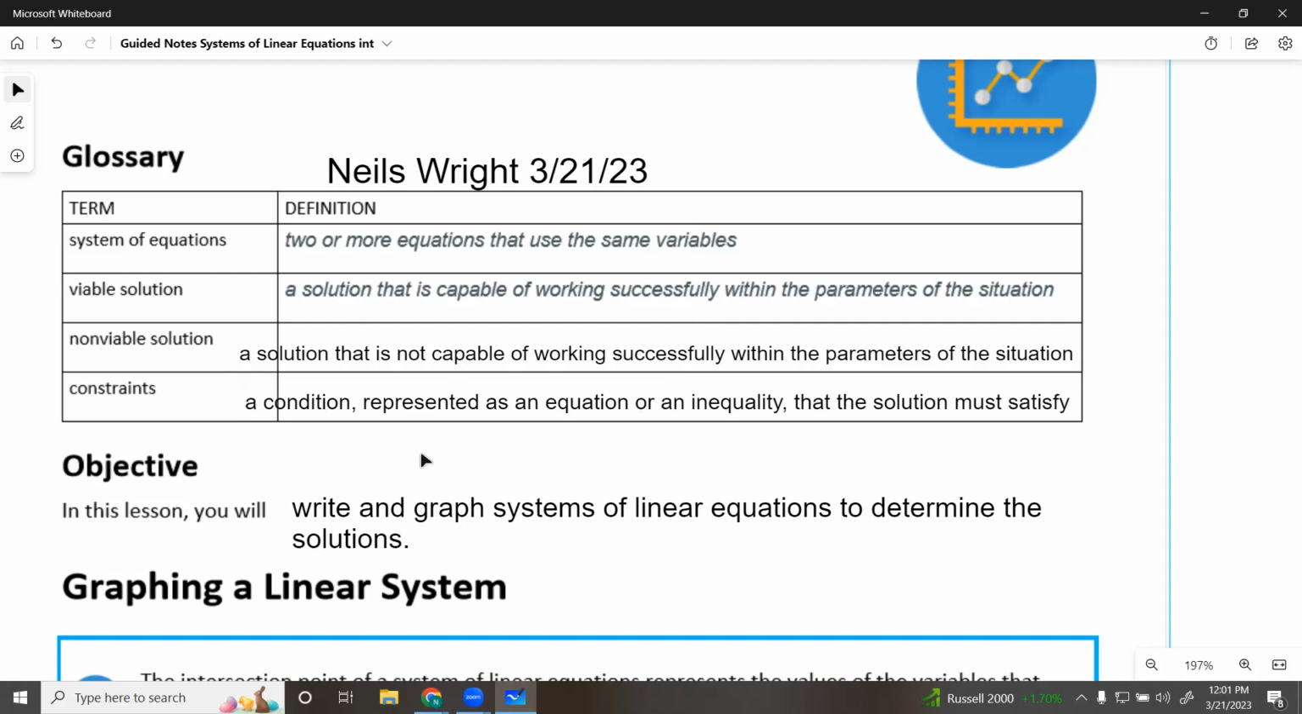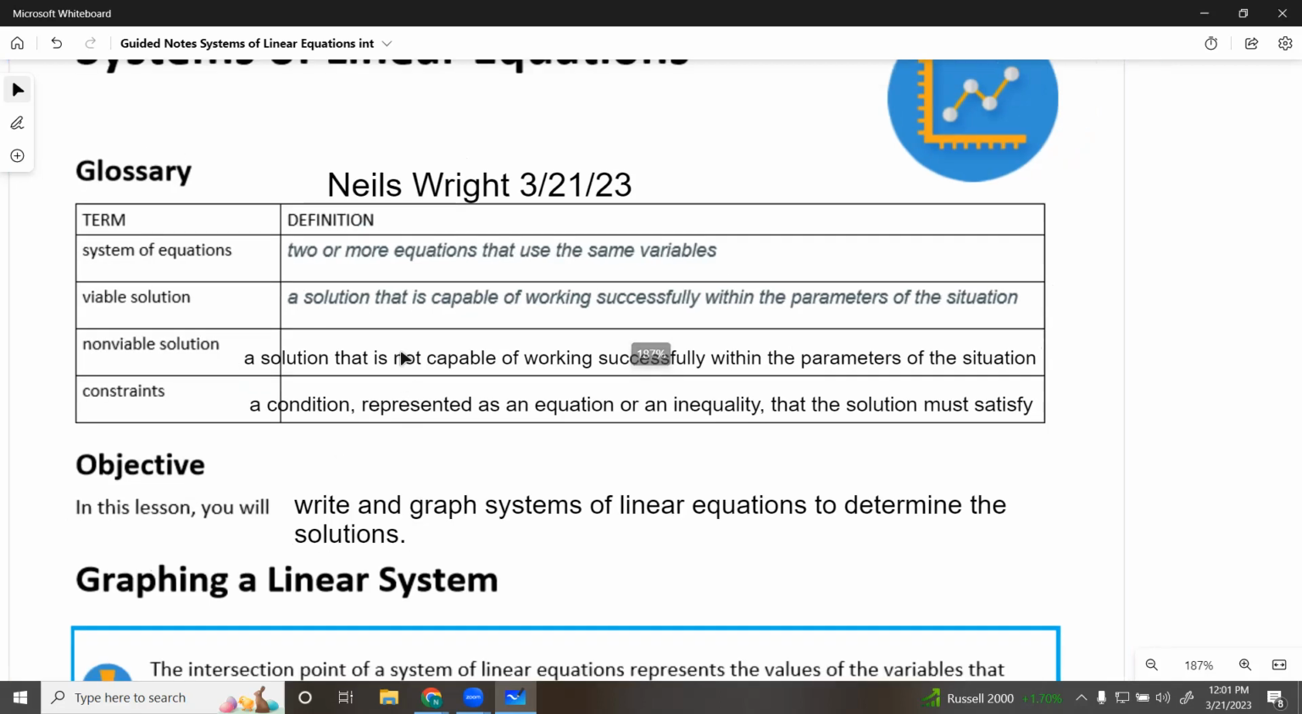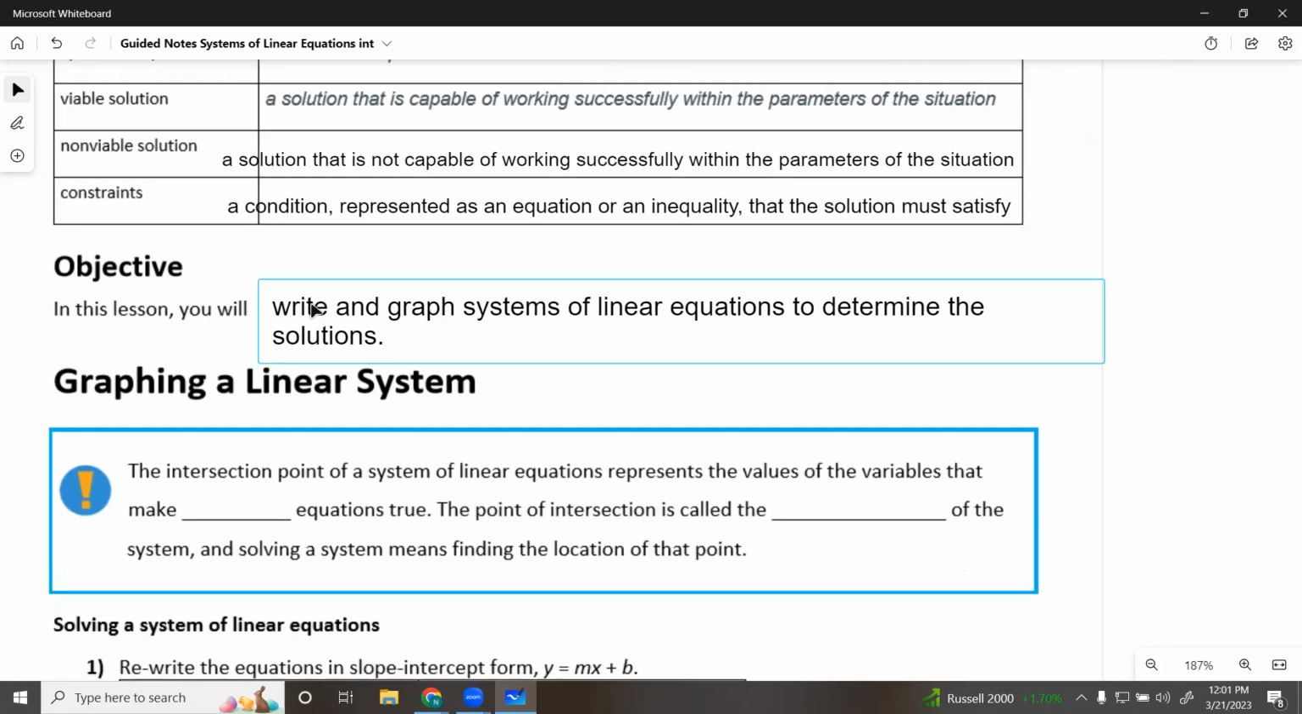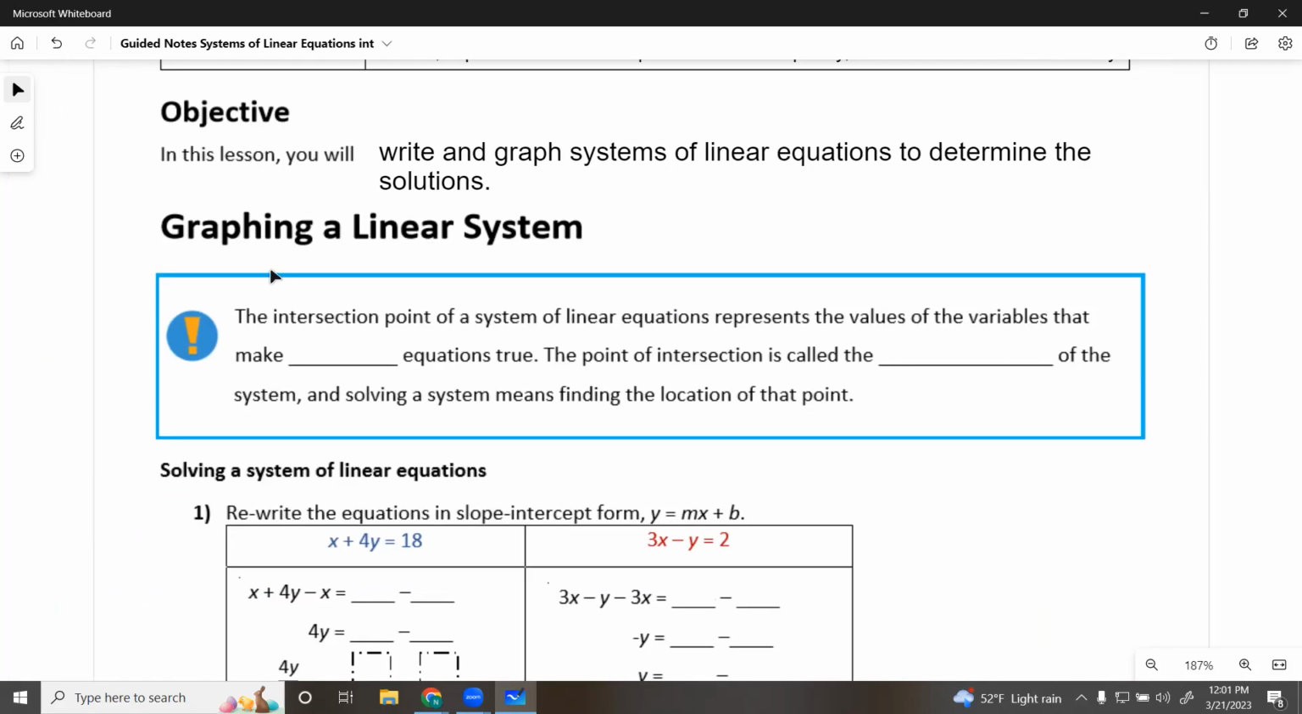So let's get into it. Write the objective: write and graph systems of linear equations to determine the solutions. Graphing a linear system. The intersection point of a system of linear equations represents the values of the variables that make both equations true.